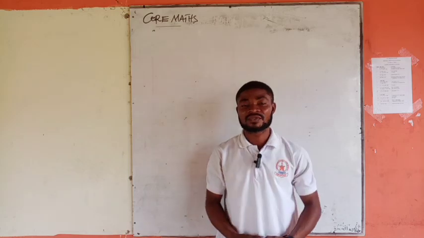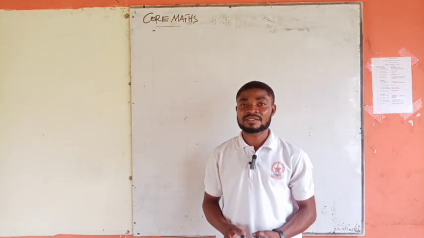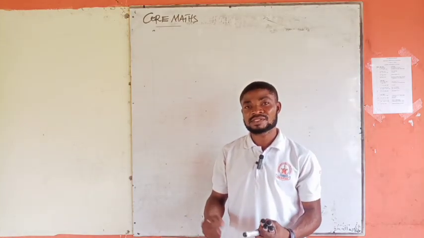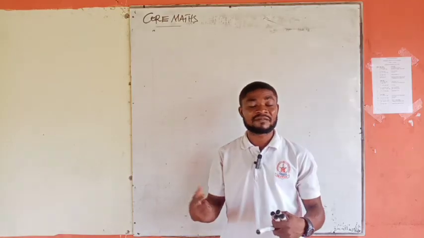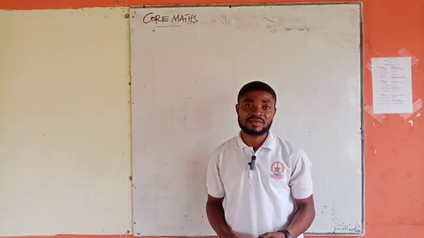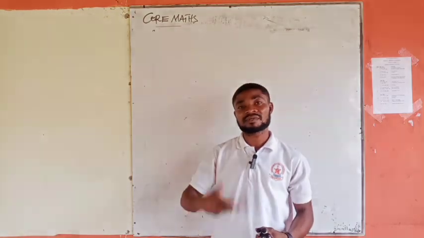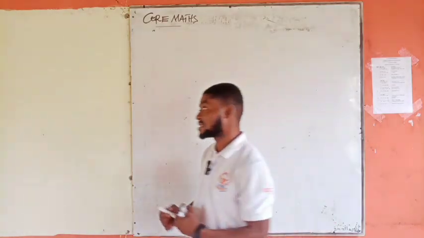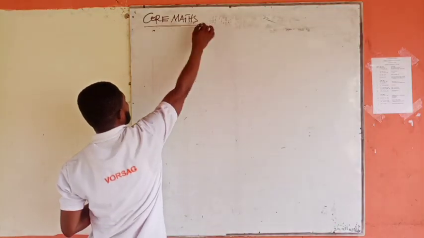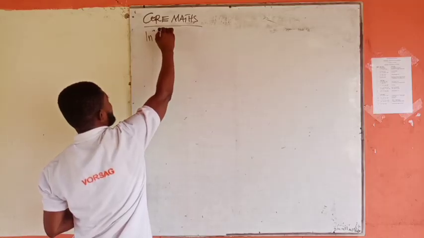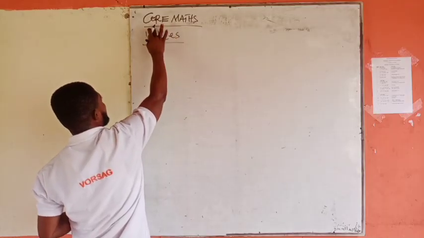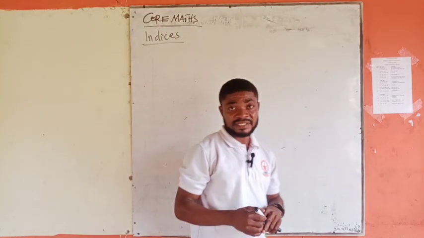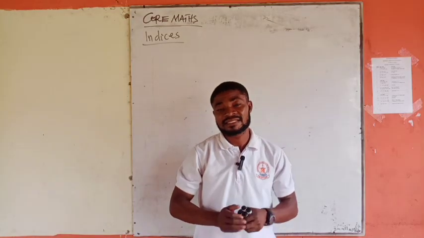So when we say indices in mathematics, when we talk about indices, we just want to talk about a number being multiplied by itself a number of times. That is the whole concept of indices, or a number raised to the power of another number. That is the whole concept of indices in mathematics. So this is basically the introduction to indices.